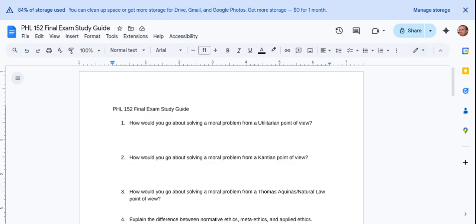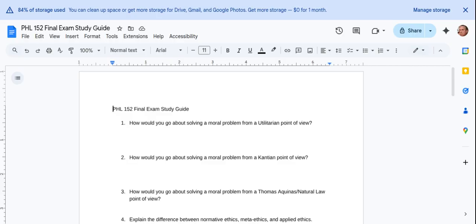give you some pointers. Question one: how would you go about solving a moral problem from a utilitarian point of view? That is something that you should feel very comfortable doing. And I would just review the chapter on utilitarianism in our textbook, and just keep in mind what its fundamental principles are. As a normative theory, it has certain ideas about how people should act and what the basic principles of morality are. It's really just a matter of applying them.